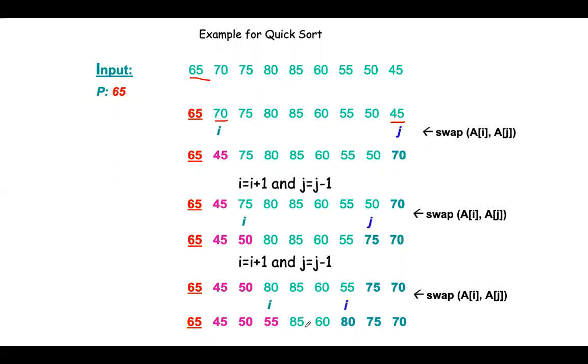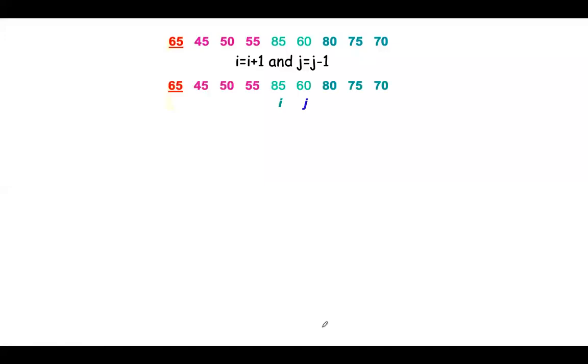Again, increment I such that a of I is greater than 65, and decrement j. So the new I value, a of I is 85, greater than 65. A of j is less than 65. Okay, so this condition is true. Again, what you have to do, we have to swap. So once you swap, what you got? You got 60, 85. Is it clear?